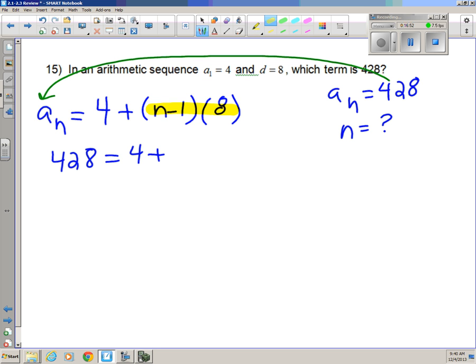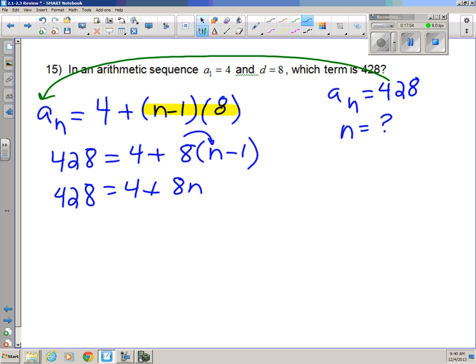I'm going to actually do the commutative property with these, and I'm going to say, well, this really becomes plus 8 times n minus 1. I'm going to use the distributive property: 4 plus 8n minus 8. Then I realize that on the right-hand side, 4 and negative 8 is just negative 4 plus my 8n. And now this is all easy.